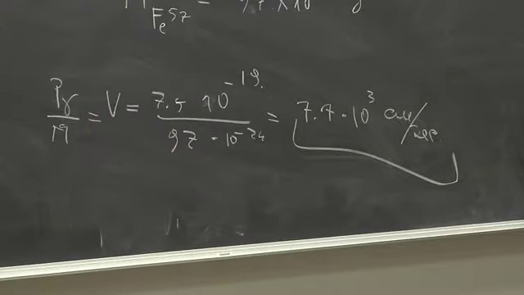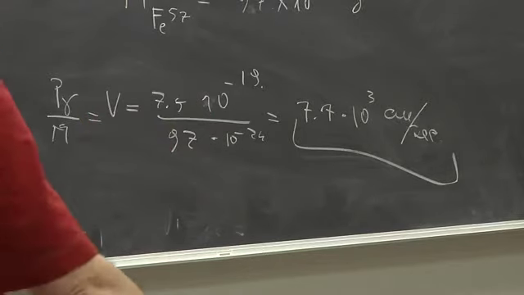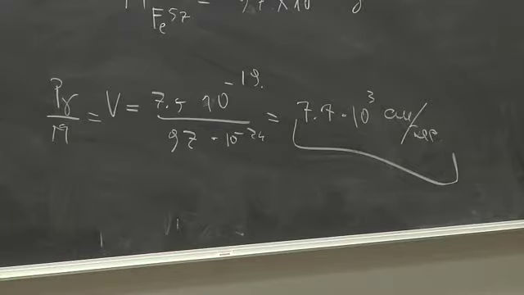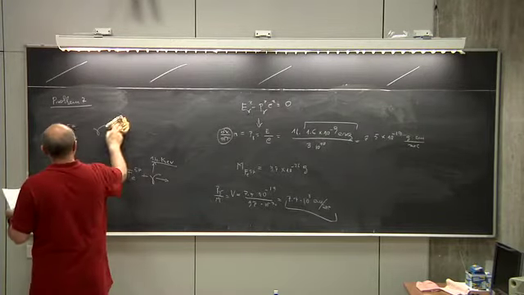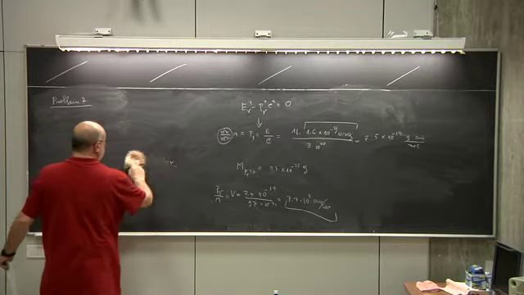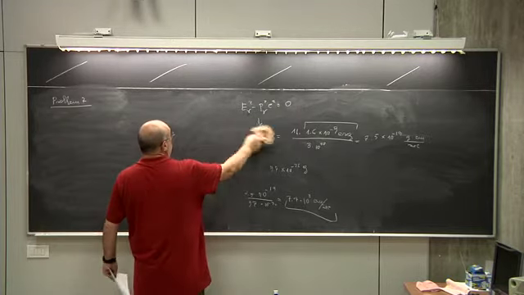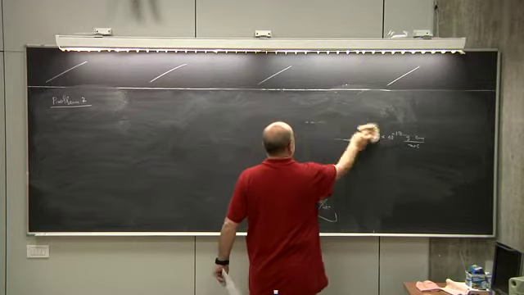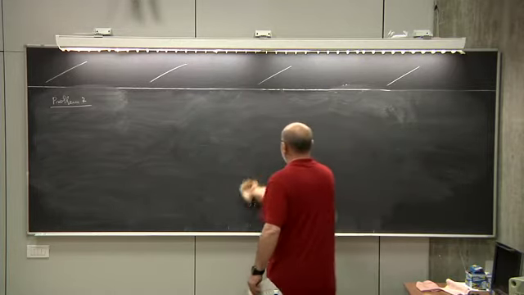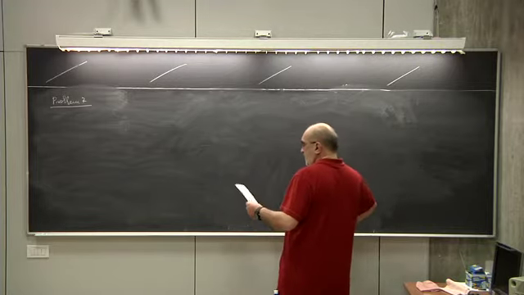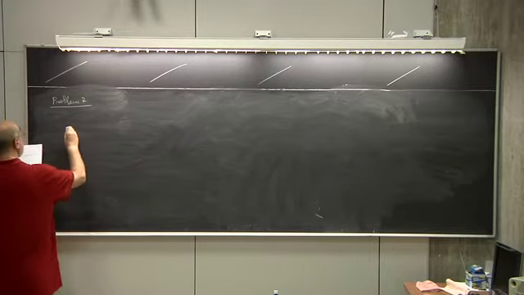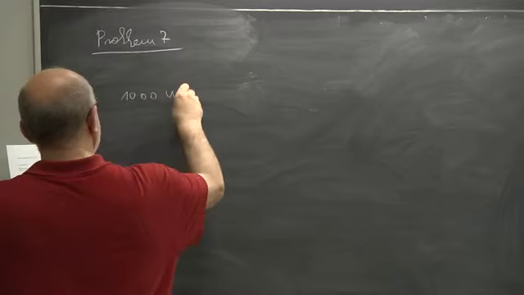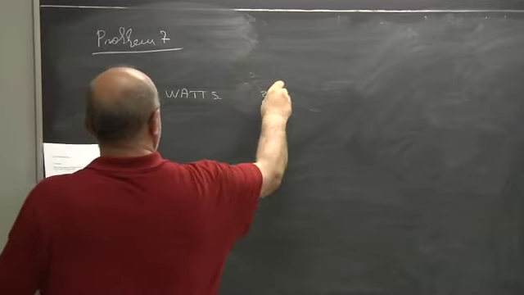Last problem. Problem 7. Okay, here again on energy, but now they want to know the mass equivalent of some energy. So he said, what is the mass equivalent of the energy emitted by an antenna radiating 1000 watts for a period of 24 hours?